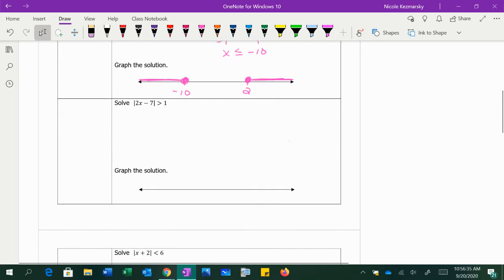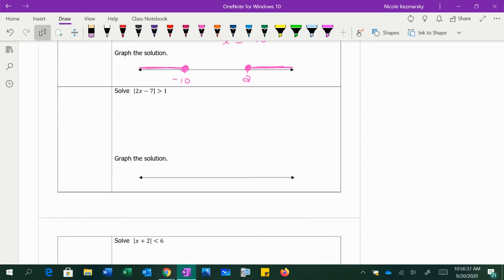Next example. So again, I'm going to set up my two inequalities. So I'm going to say 2x minus 7 greater than 1 and negative parenthesis 2x minus 7 greater than 1. And I'm going to solve. So for the one on the left, I'm going to do plus 7 and get 2x greater than 8. Divide by 2 and get x greater than 4.